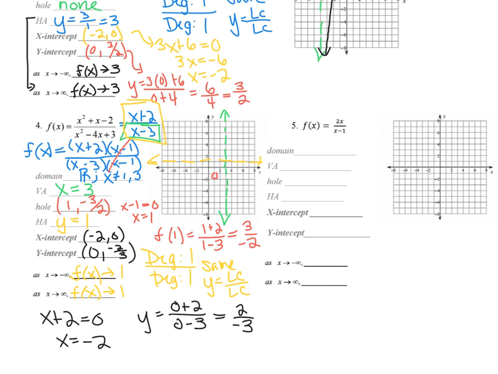Awesome. So let's put those two dots on the graph. We have negative 2, 0 right there is our x-intercept, and 0, negative 2/3 is right there as our y-intercept. So now we have two dots, both horizontal and vertical asymptotes, and a hole. So we just have to make our graph fit into those two pieces.